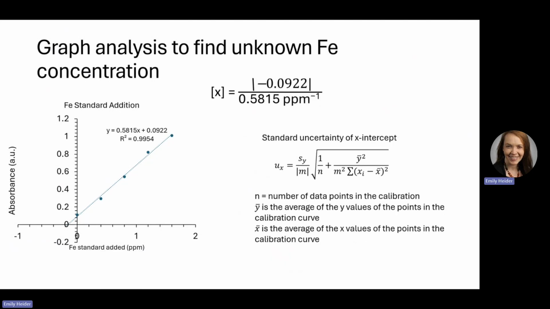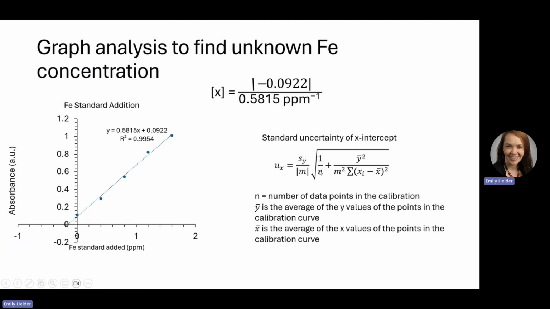Now, once you've got that, how would you calculate an uncertainty? You can calculate the uncertainty in that concentration by using an equation that looks pretty similar to the other calibration curve uncertainty equations we've used. S sub y is the deviation of the points from the line of best fit. So S sub y you would get from a LINEST analysis in Excel. m is the slope, so you would know what that is.